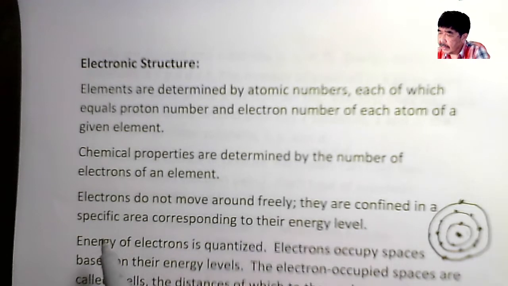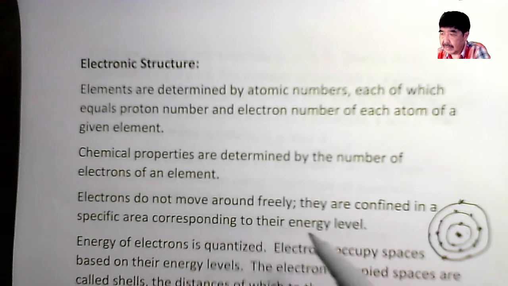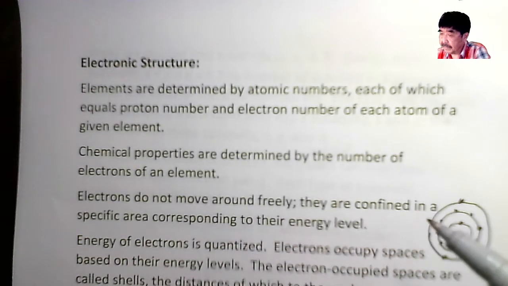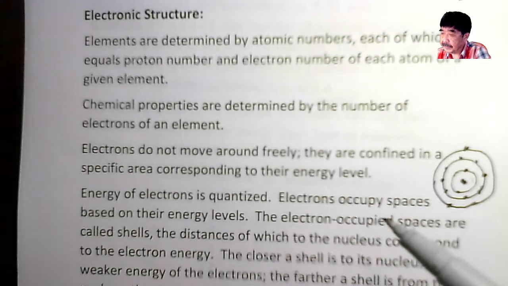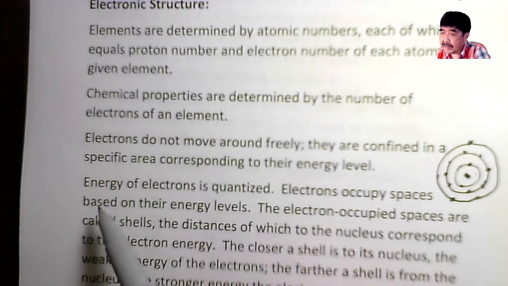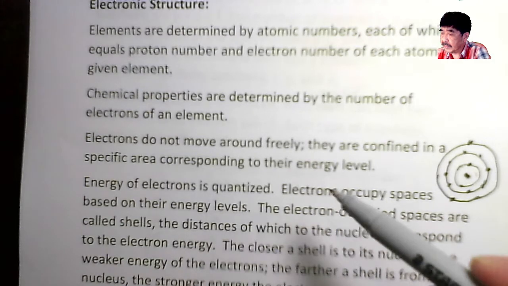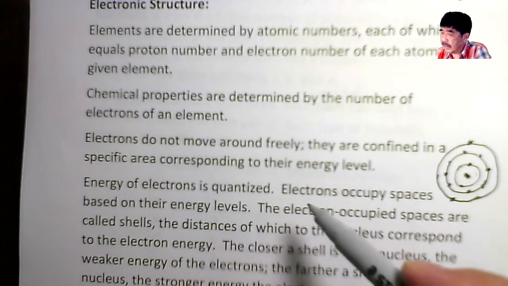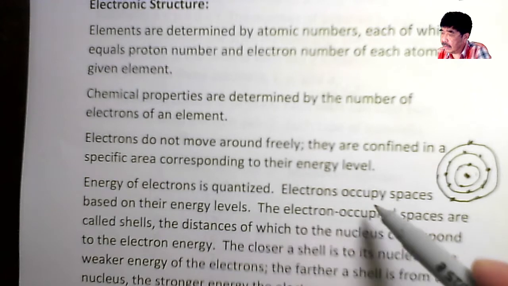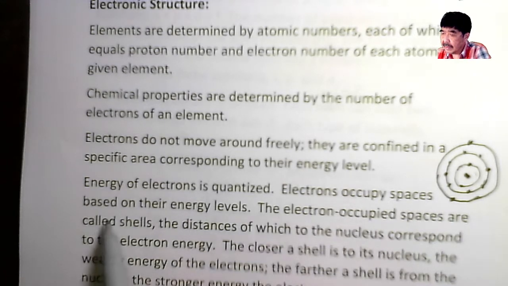Electrons do not move around freely. They are confined in a specific area corresponding to the energy level. Electron energy is quantized. Electrons occupy spaces based on energy levels.